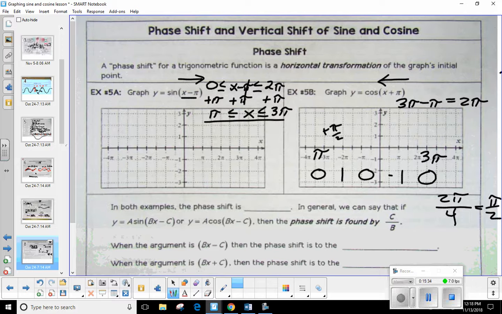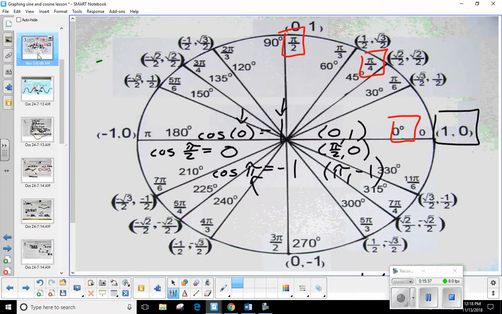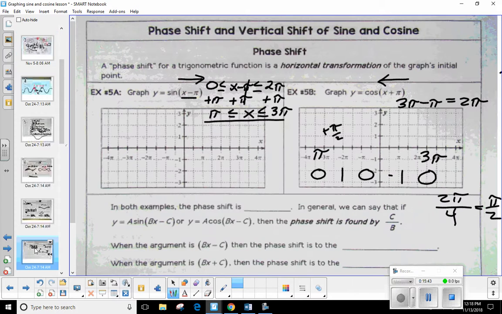Okay, and not 2 pi. Let's say I'm at pi, and I want to go in and rotate pi over 2. Then you're at 3 pi over 2, right? Okay, so this would be 3 pi over 2.